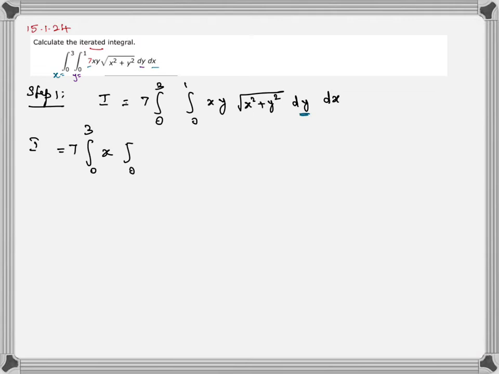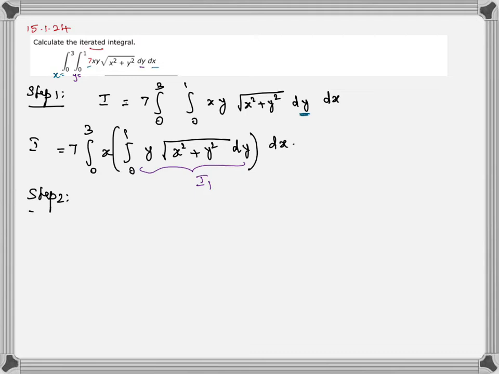For the inner integral, as it is an integral with respect to y, x can be treated as a constant, so that is taken out of the inner integral. So it's the integral from 0 to 1, y times the square root of x squared plus y squared dy. Then the outer integral is dx. Let us consider the inner integral and call it I1. We will separately evaluate that I1. This is our step number 1.